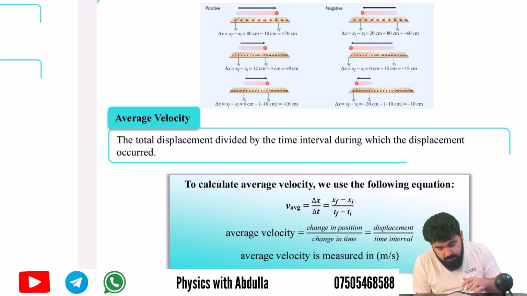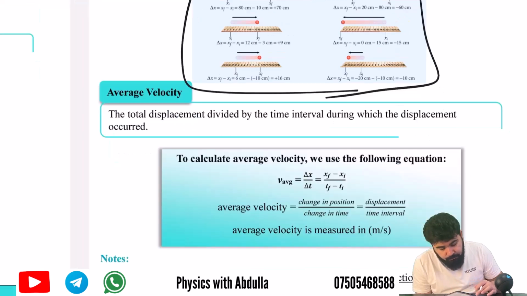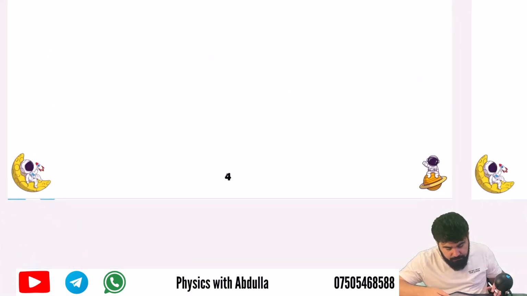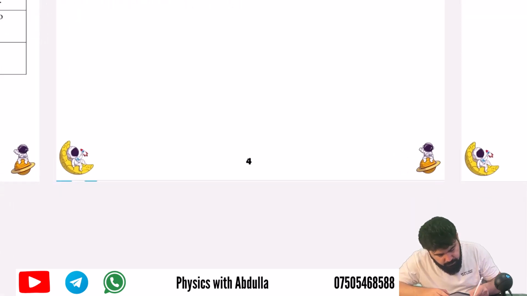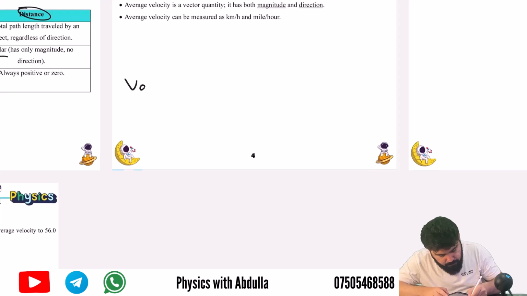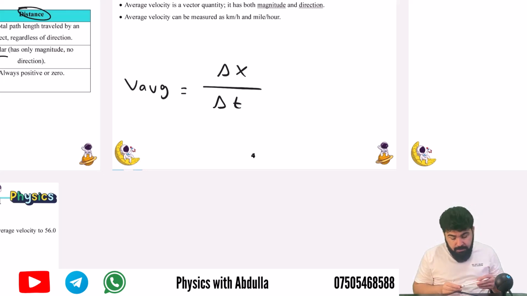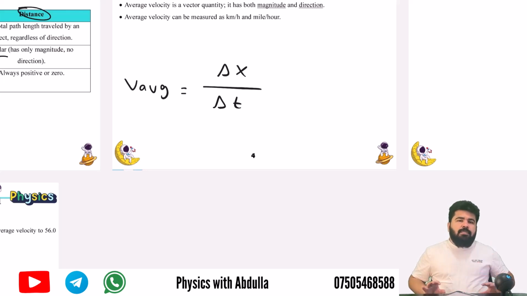We also talked about this. Make sure to take a good look at this one too. We have average velocity. Okay, average velocity is what? Average velocity is equal to delta x divided by delta t. It is the distance an object travels in a unit of time. Okay, let me give you a simple example about average velocity.